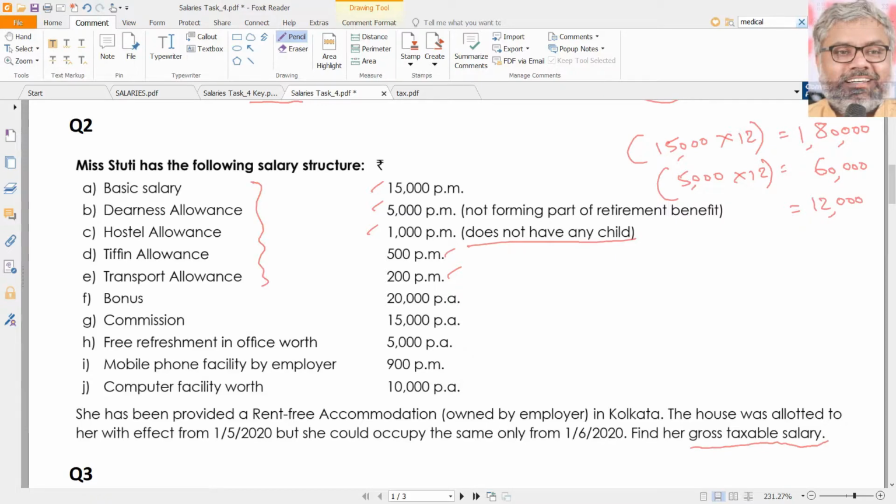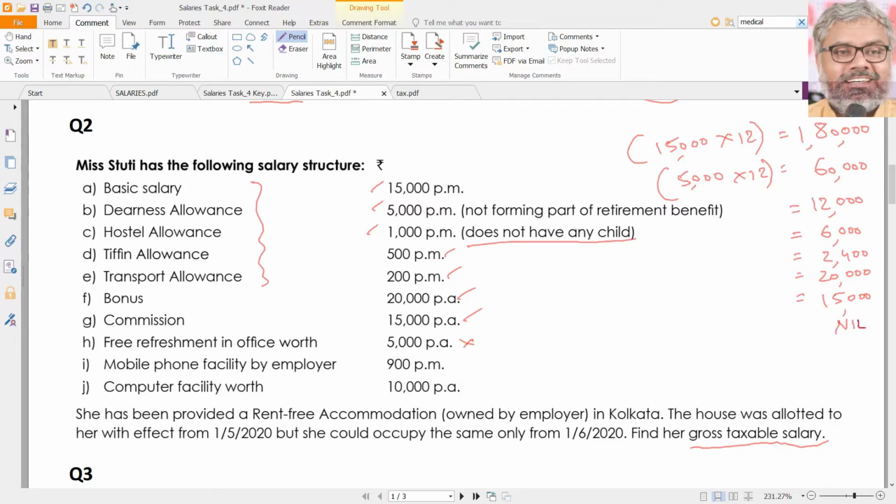That's it. So here, 1,80,000, 60,000, 12,000 taxable. Then tiffin allowance, entire amount will be taxable, that is 6,000. Transport allowance 2,400 will be taxable. Bonus, of course, will be taxable, that is also 20,000 rupees per annum. So this is done. Commission also 15,000 rupees per annum will be taxable. Whatever name it is called, all are taxable. Free refreshment in office worth 5,000 rupees is not taxable. So what you should do?